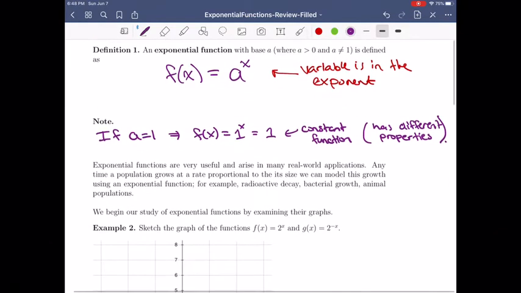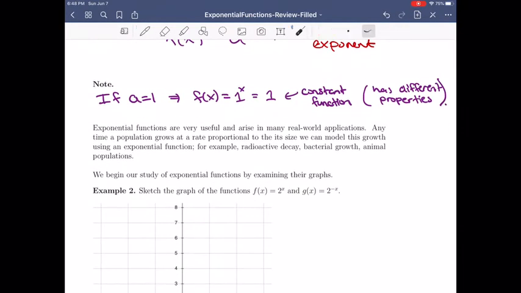Exponential functions are useful and they arise in many real-world problems. For instance, when a population grows, or you might have noticed recently the spread of COVID-19 is sort of exponential. It follows an exponential pattern.